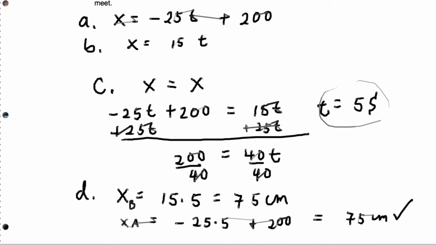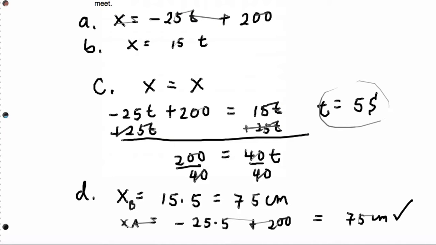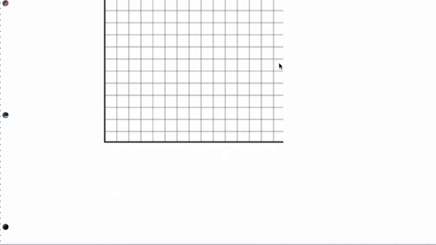Finally, I'm going to plot these 2 lines on the graph setup given on the next page. And what we should get is the line should cross at 5, 75. So we're going to go ahead and check that now. So let me write down the equations. x equals negative 25t plus 200. And then the other graph is x equals 15 times t.